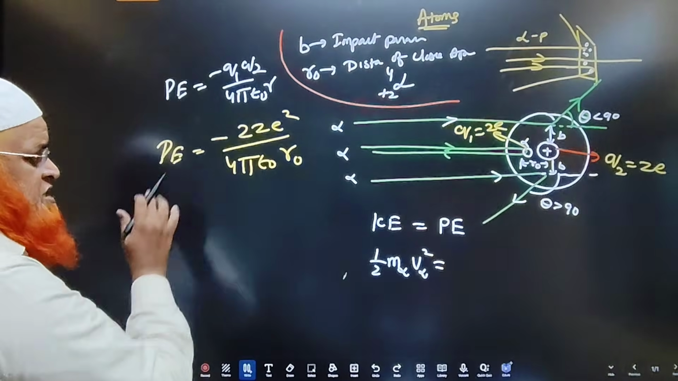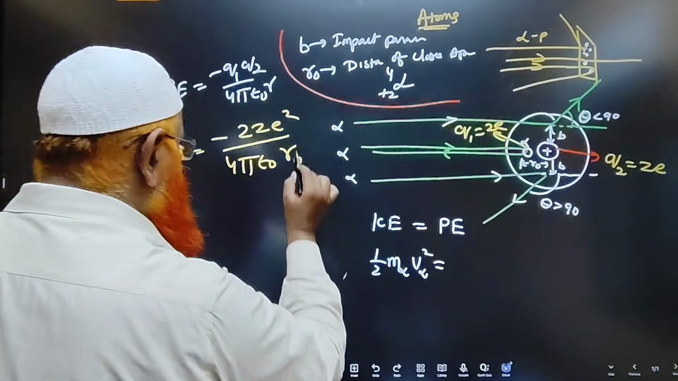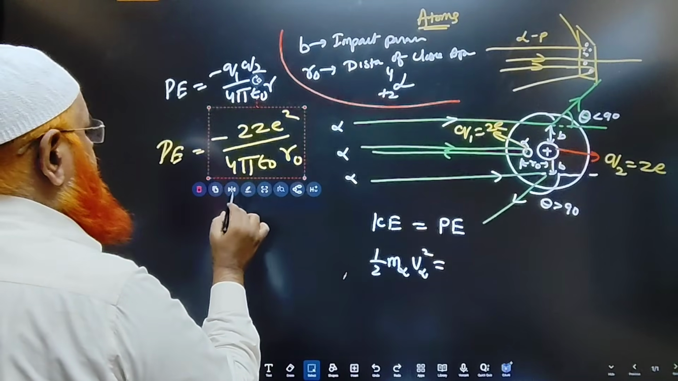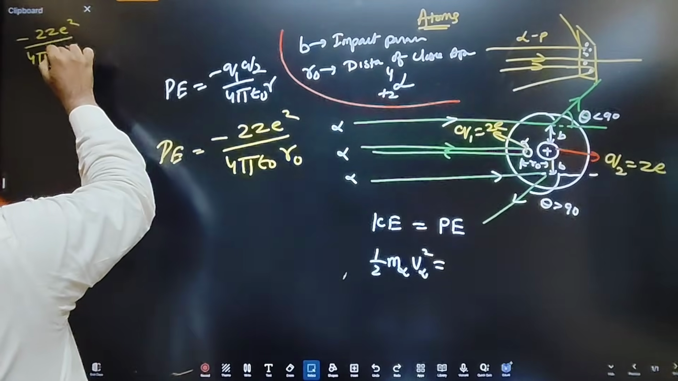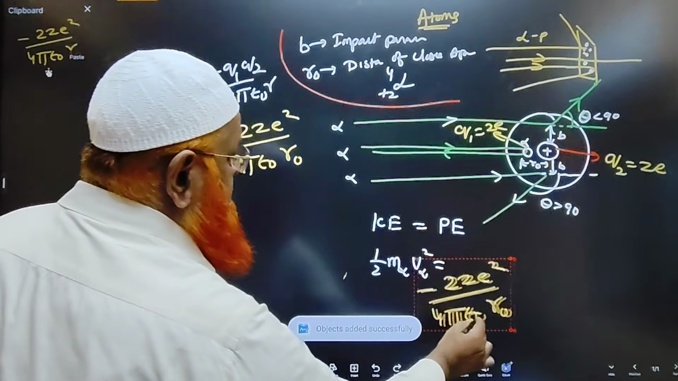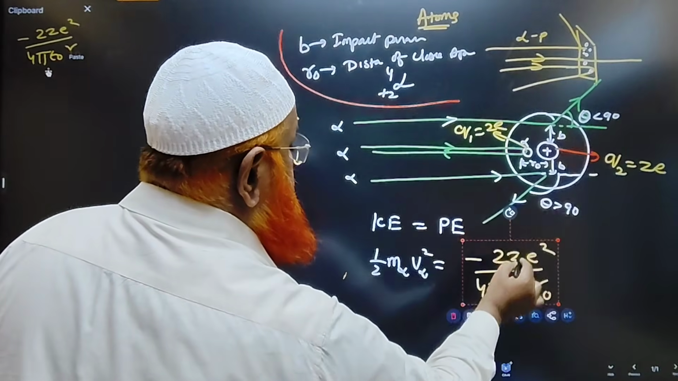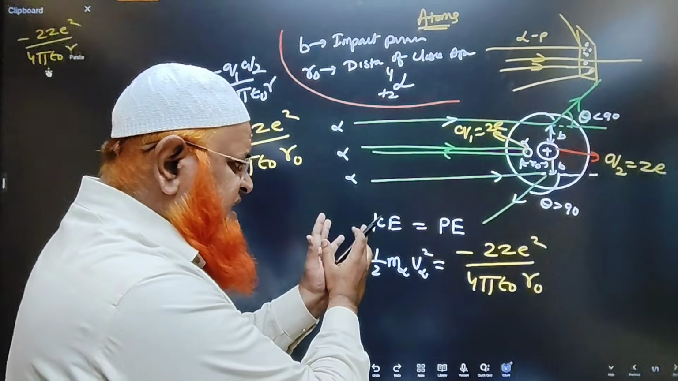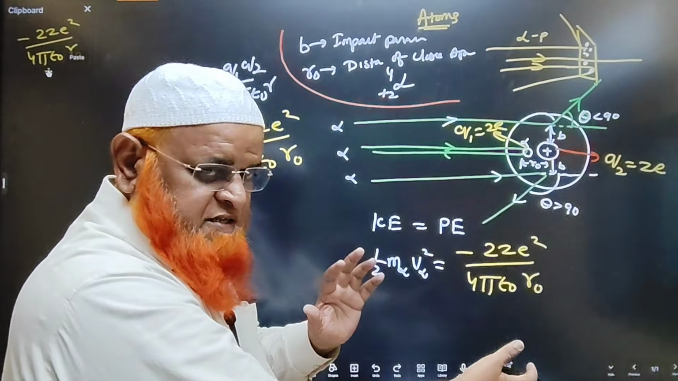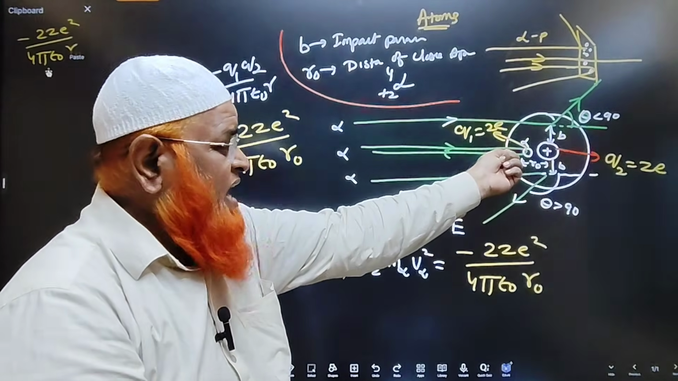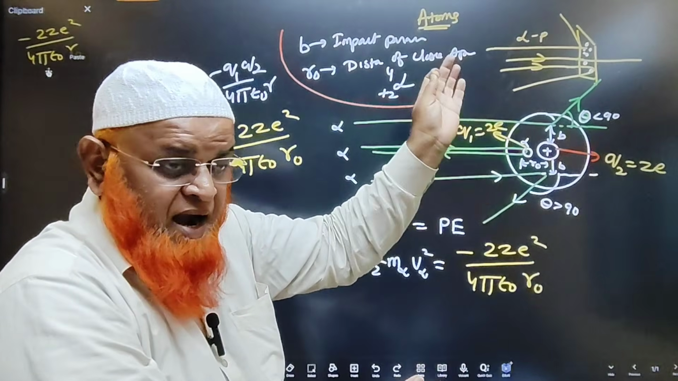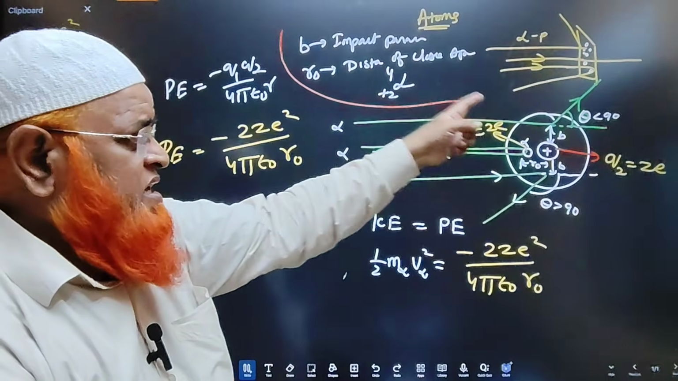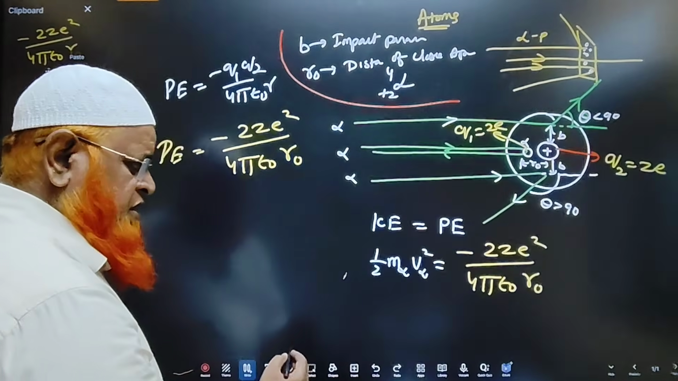So what I am going to do now, this potential energy I will compare with the kinetic energy. Understood? So the kinetic energy gets converted into potential energy, conservation of energy takes place. That means all the kinetic energy it has here is totally converted to potential energy. The potential energy formula according to the chapter on electrostatics is this one, where Q1 is 2e and Q2 is Ze. The comparison is going to be like this.